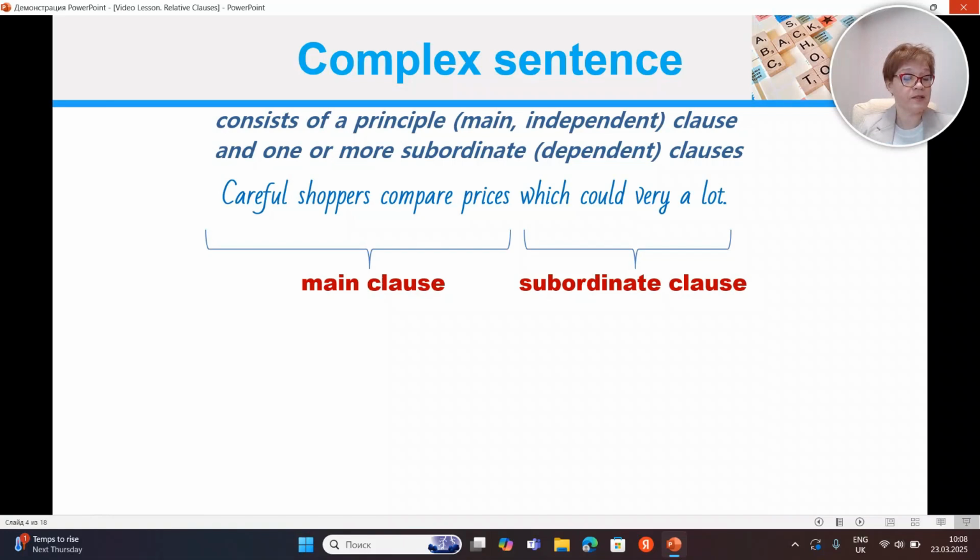The main ideas here are complex sentences help us add detail and explain ideas more clearly. The subordinate clause depends on the main clause. We use words like because, although, since, when, if to introduce them.